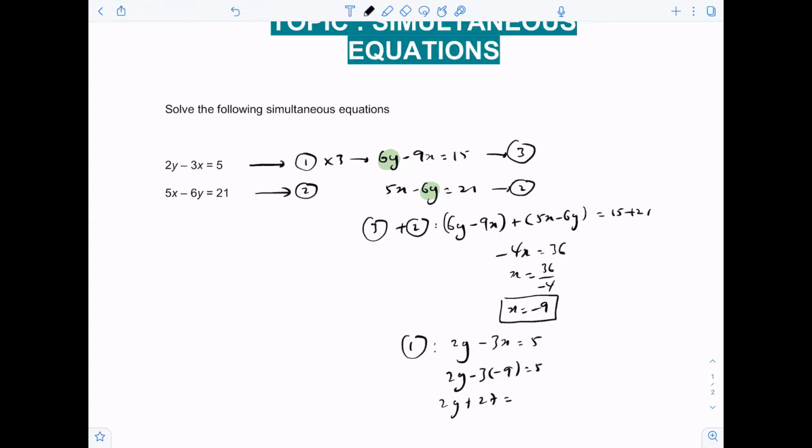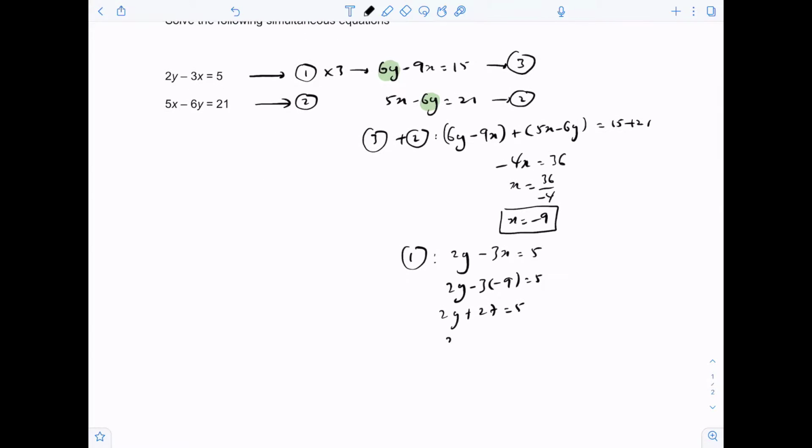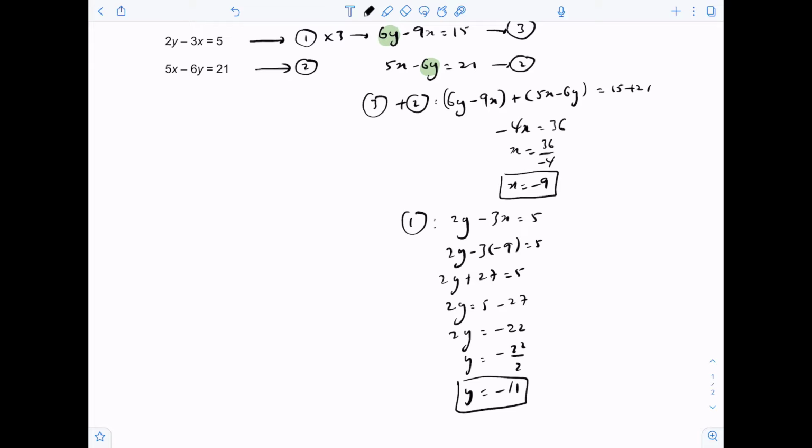2y plus 27 equals to 5. 2y equals to 5 minus 27. 2y is equals to negative 22, and y is just negative 22 over 2, negative 11. Alright, so we got x here and we got y at the bottom.